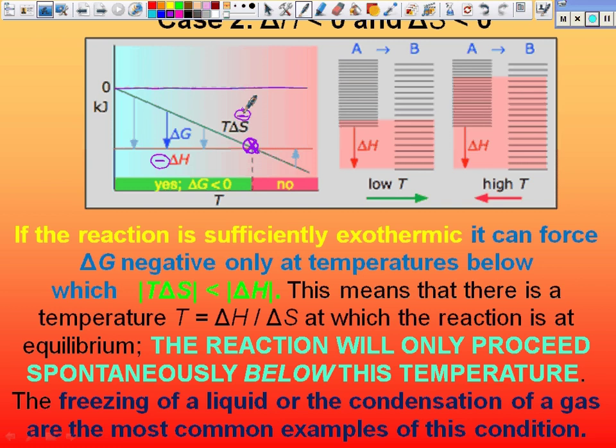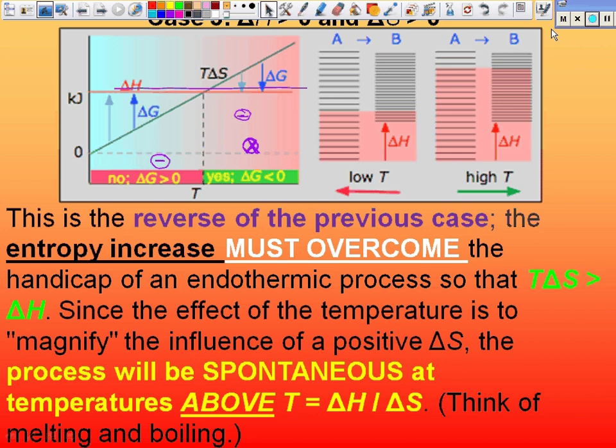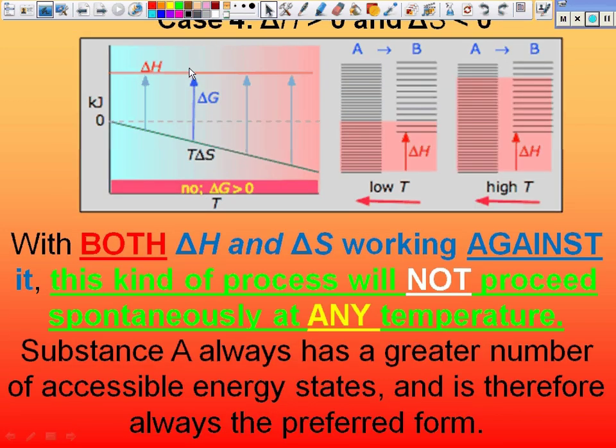So if the reaction is sufficiently exothermic, it can force delta G negative only at temperatures below that point. I've never really used this, but some people see it in a totally different manner. Same concept here. It's not spontaneous until a certain temperature is reached, because there's so much exothermicity that the energy is going to drive the reaction forward. And then here's the case: delta H is positive, delta S is negative. So both delta H and delta S are working against it. This kind of process will not proceed spontaneously at any temperature, so it doesn't matter. That's what that little graph will help you with if you need to figure it out. All right.